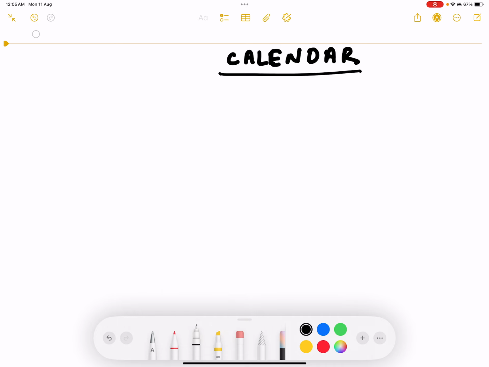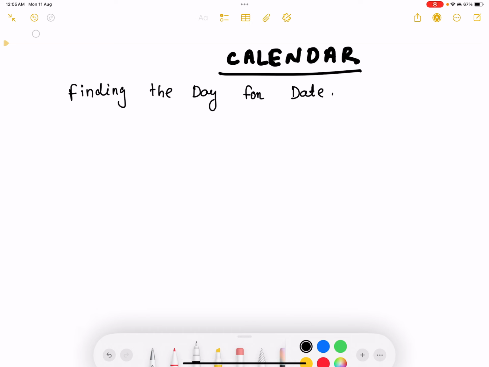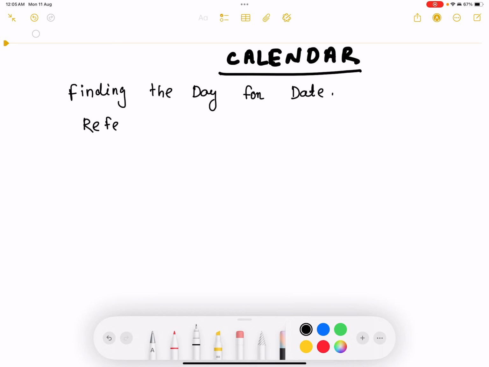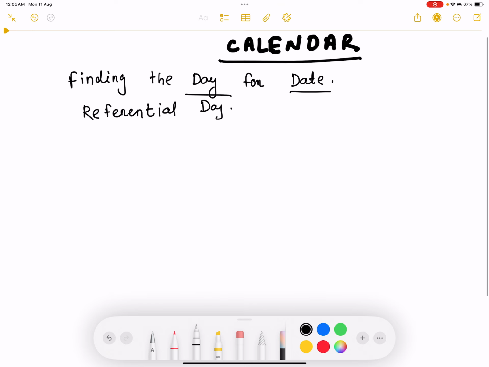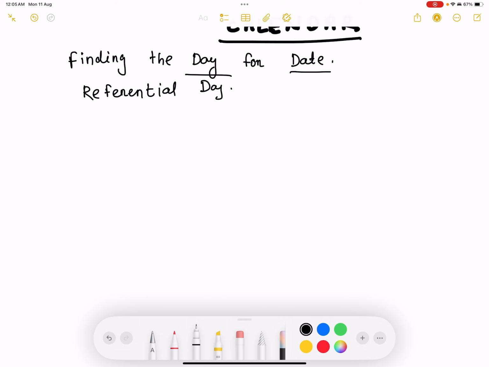Normally in calendar we will discuss two kinds of problem. One will be finding the day for a date, and one is the referential day. So let's start with finding the day. There are two types of calendar.